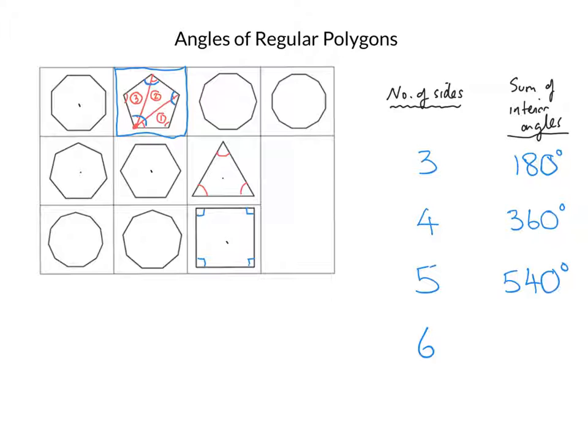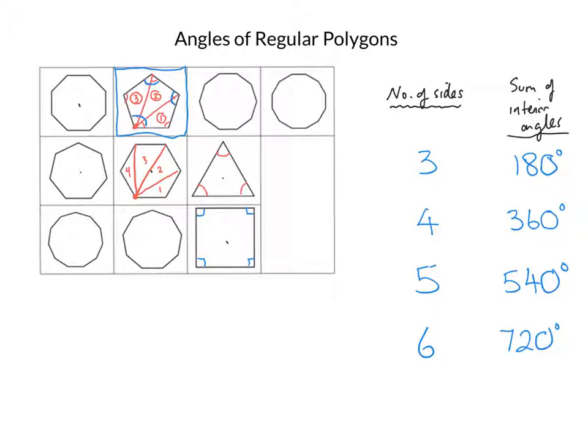Well, does it work for the six-sided figure? Here's the six-sided figure. Let's take any point here. How many triangles can we form? 1, 2, 3, 4 triangles altogether. Therefore, 4 times 180 is 720.